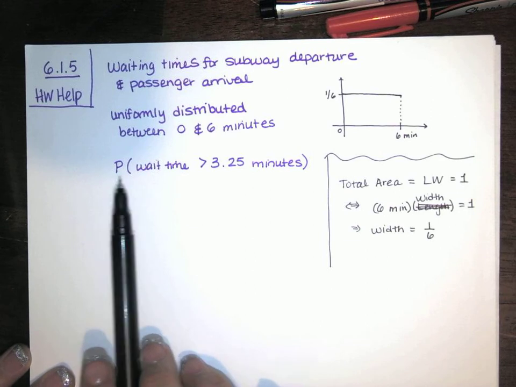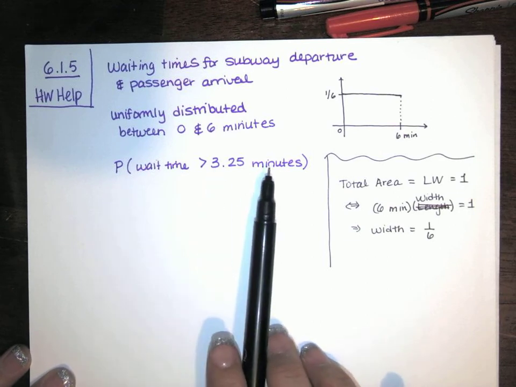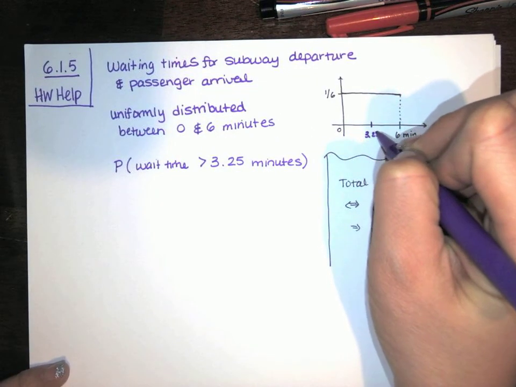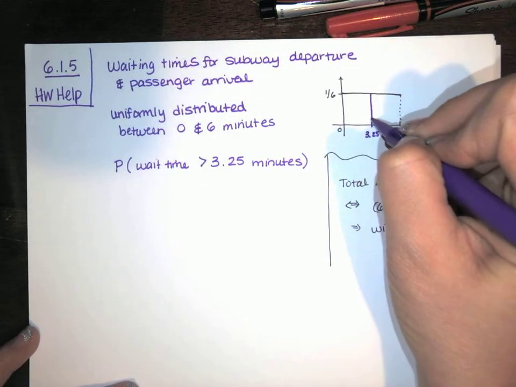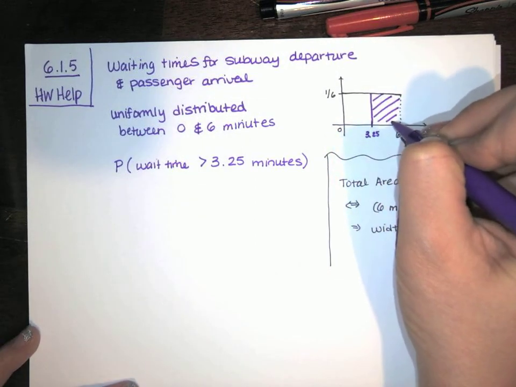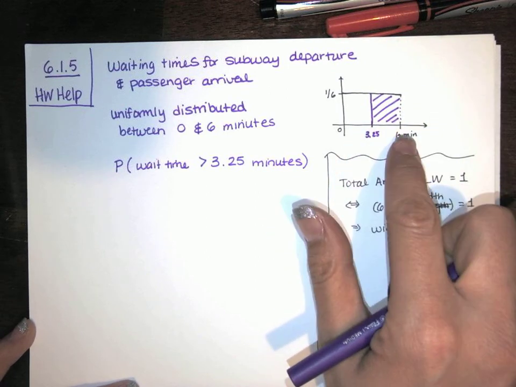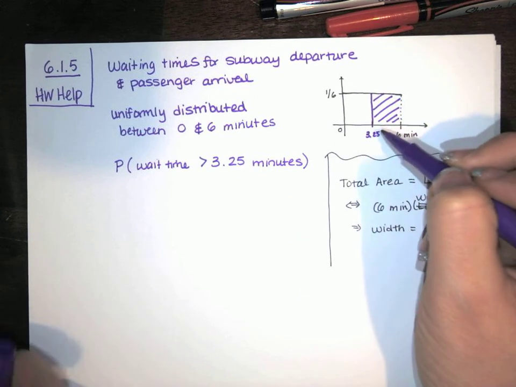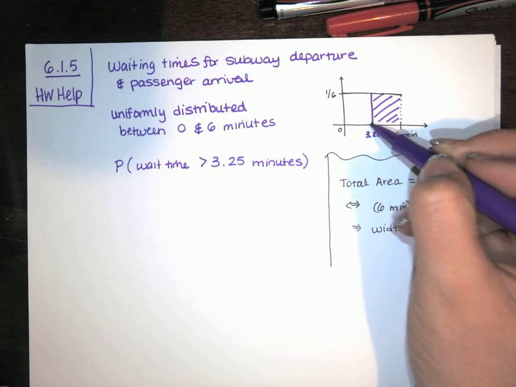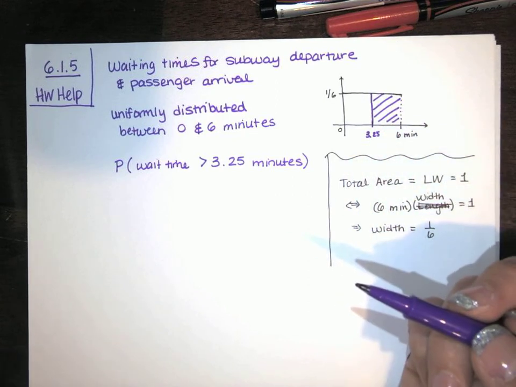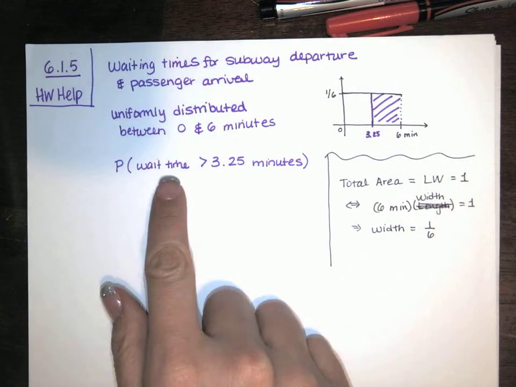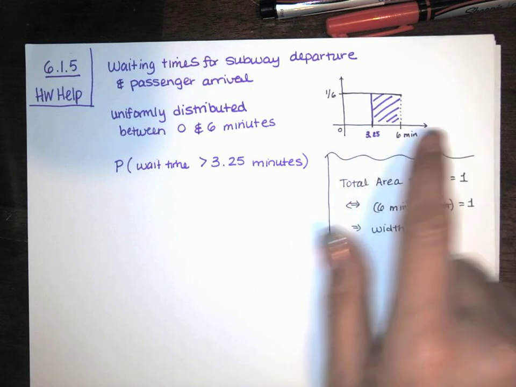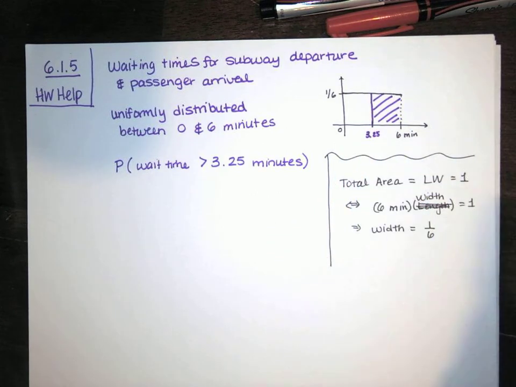Now here's the question. They ask us, what's the probability that our wait time would be greater than 3.25 minutes? Well, they're basically saying, okay, let's say here's 3.25 minutes. What's the probability of having your wait time between 3.25 minutes and 6 minutes? Well, the probability turns out to be the area under this curve. You just take this distance and multiply by this distance, and the area under the curve is the probability that your wait time is going to be greater than 3.25 minutes. It should be 3.25 and then everything to the right, but it only goes up to 6 minutes. So it's just going to be length times width.